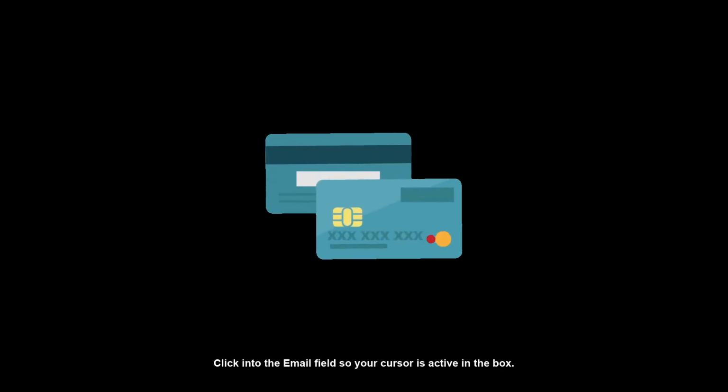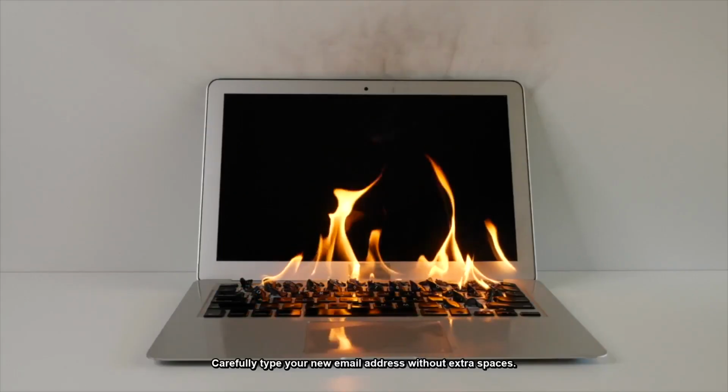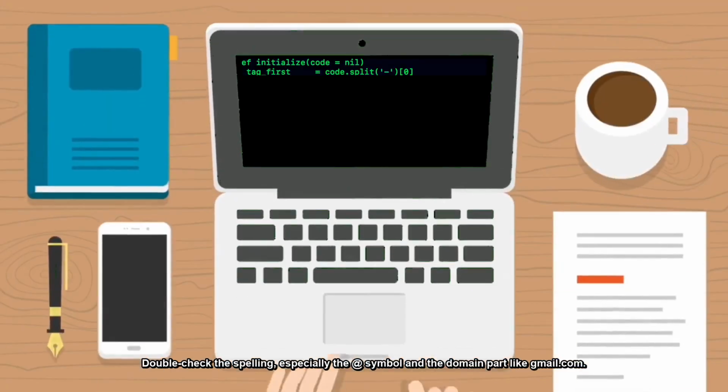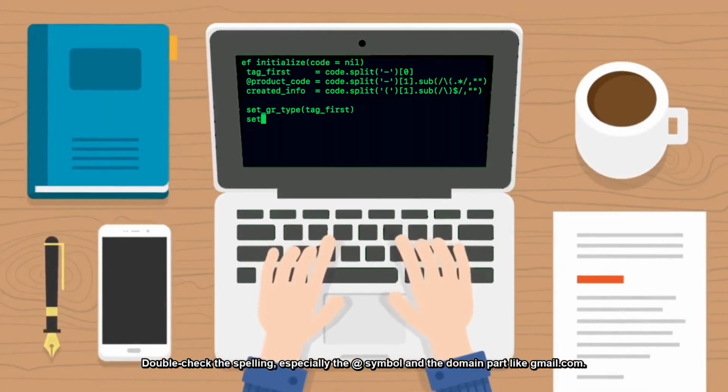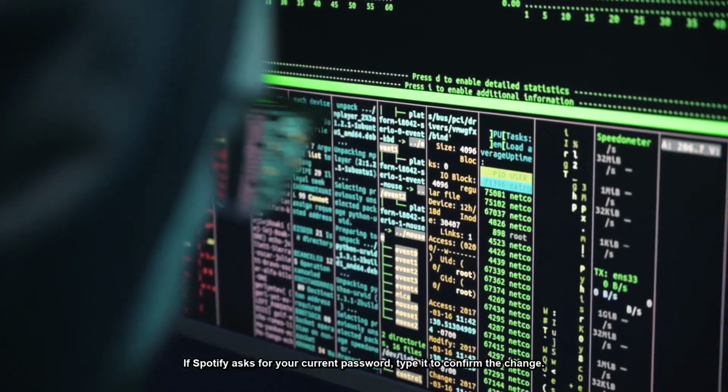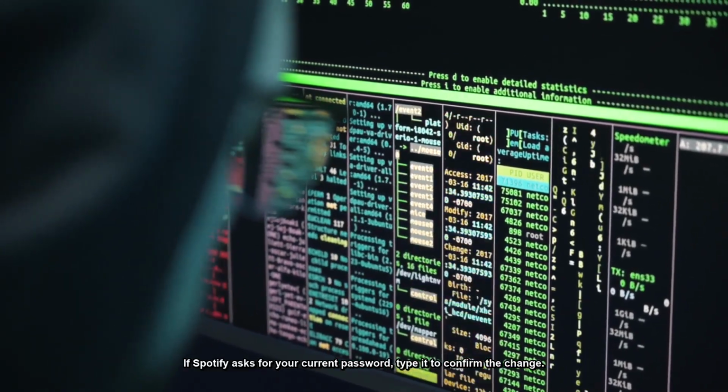Click into the email field so your cursor is active in the box. Carefully type your new email address without extra spaces. Double-check the spelling, especially the @ symbol and the domain part like gmail.com. If Spotify asks for your current password, type it to confirm the change.